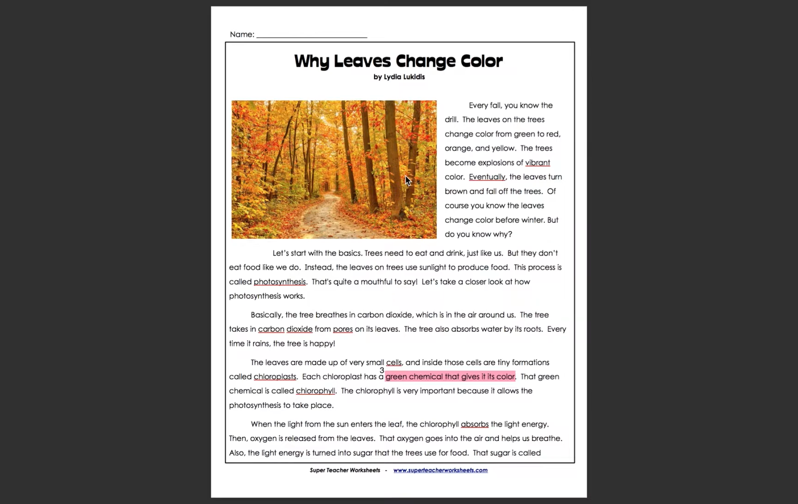Next is chloroplast. Chloroplast is a formation inside a cell that contains chlorophyll, where photosynthesis takes place. Chlorophyll is a green pigment inside plants that helps them to absorb sunlight for photosynthesis. Next is absorbs. Absorbs means takes in or soaks up energy, liquid, or another substance.